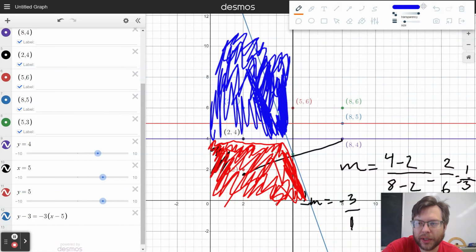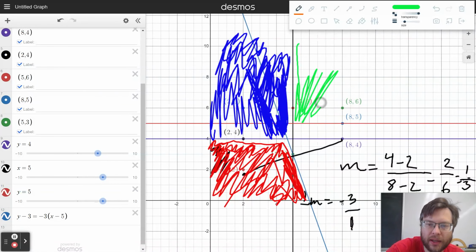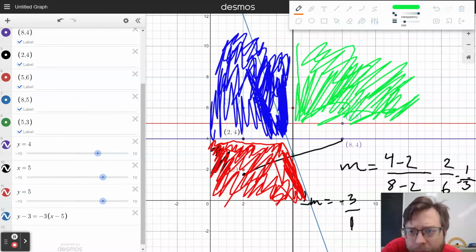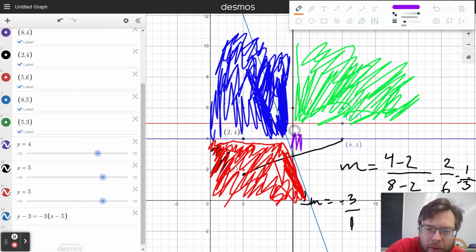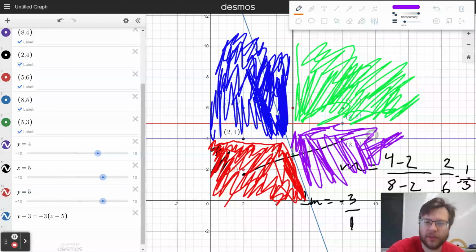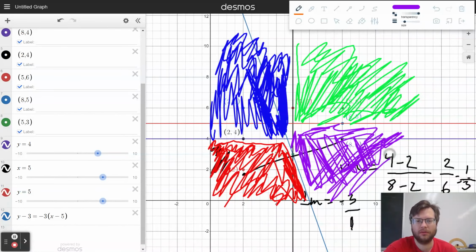And let's go to the green zone. So the green zone is going to be to the right of the vertical line and above the red line, like this. And then the last one, we'll do the purple zone. Okay, there we go. The purple zone will be like this. So I think that looks pretty good. So that's the Voronoi diagram.